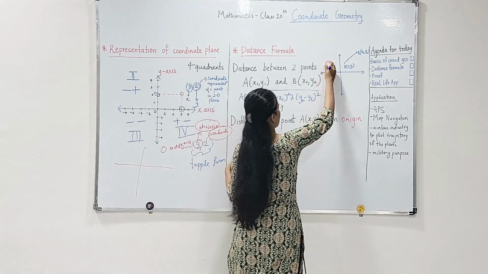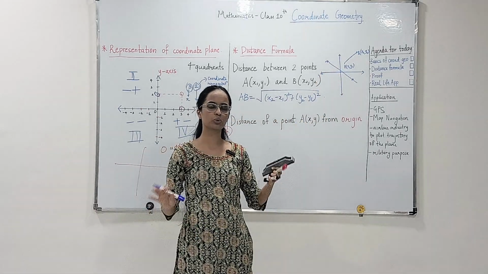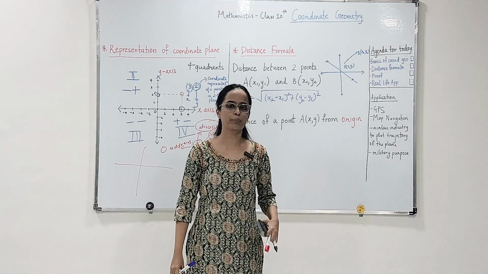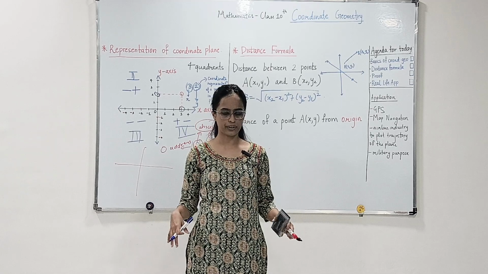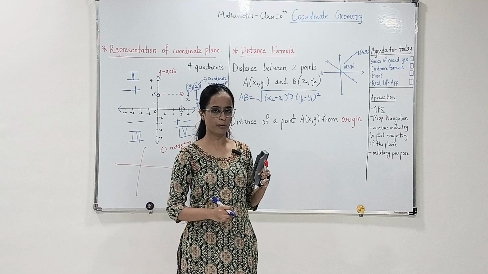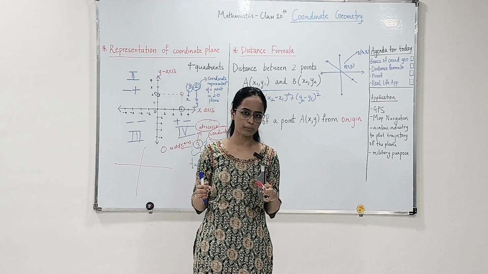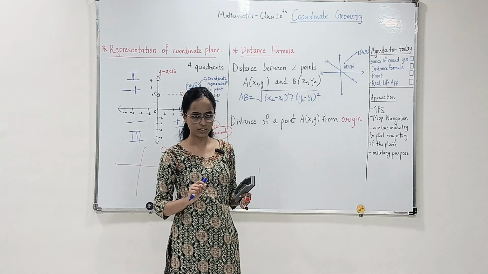This is the formula to find the distance between any 2 points in the coordinate plane, be it this distance or this distance, any distance. It's not just that the two points have to be in the same quadrant only. They can be in any quadrant. You just need to know the coordinates of both the points. If you know the coordinates of both the points, it is very easy to calculate the distance between them.